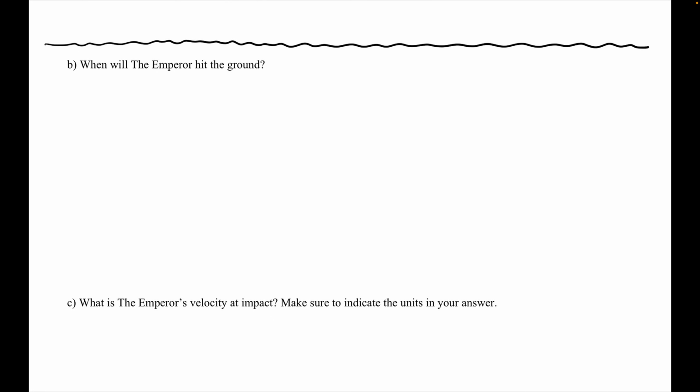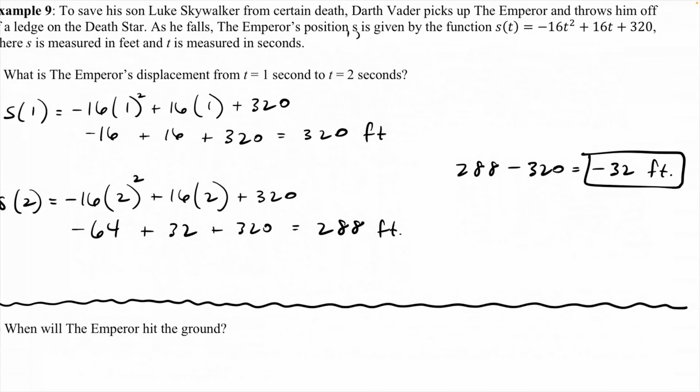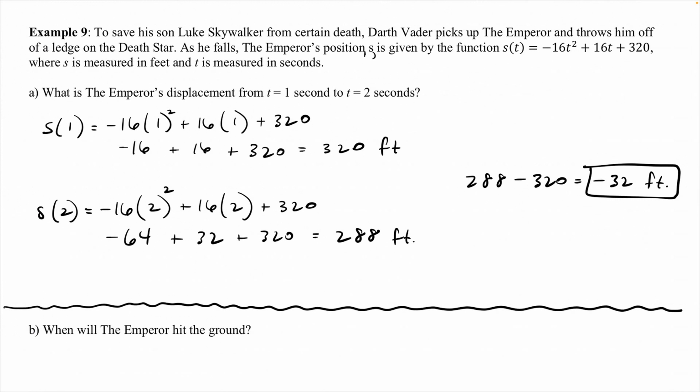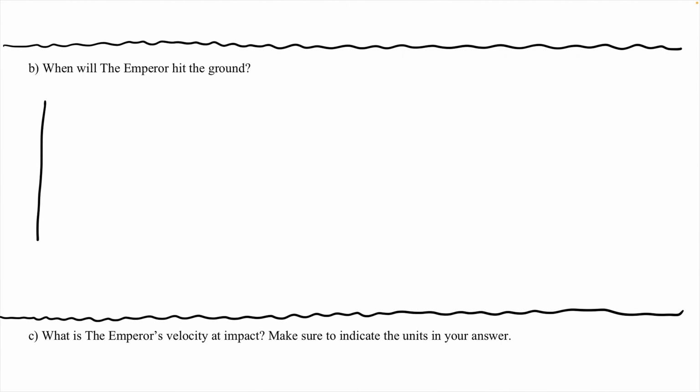So in your mind, come up with a visual of what's going on. The visual is Darth Vader picks up the Emperor and throws him off a ledge. Picture that in your head. Now let's draw that on a graph. The x is time. This is position.